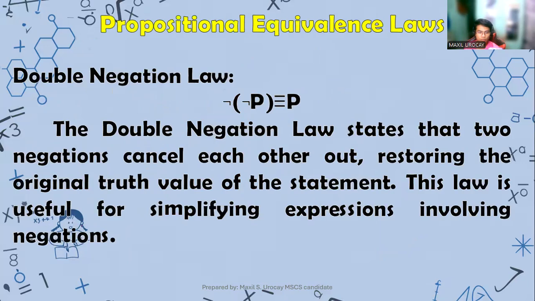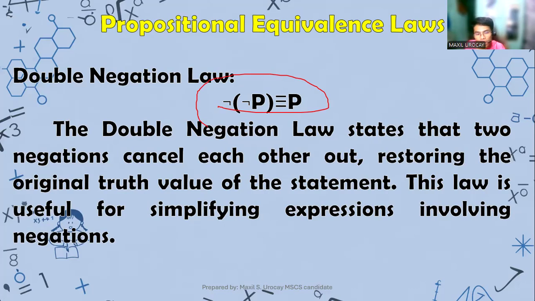Okay, so let's actually move on to the double negation law. So for double negation law, this is definitely basic because it states that two negations cancel each other out, restoring the original truth value of the statement. This law is used for simplifying expressions involving negation. So in this one here, the double negation, we do have this one.